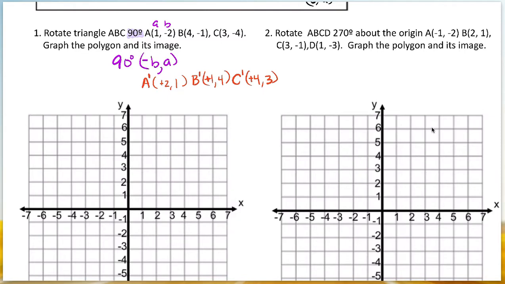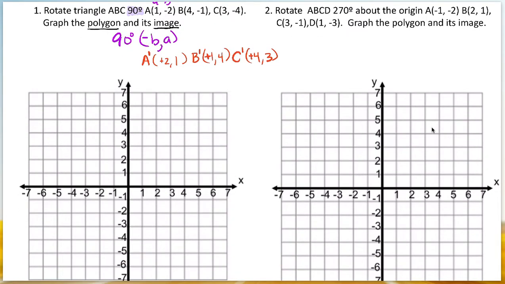It says to graph the polygon and its image. So a polygon is just a figure like a triangle, a rectangle, a pentagon, a hexagon. Those are polygons. They're formed by straight sides that meet at points called vertices. Just your basic shapes are your polygons. We are also going to graph the image. So we're graphing the original and the new figures on the same graph grid. If it says to do this, then you will need to actually do the graphing to get full credit for the problem. So A is at the point (1, -2).